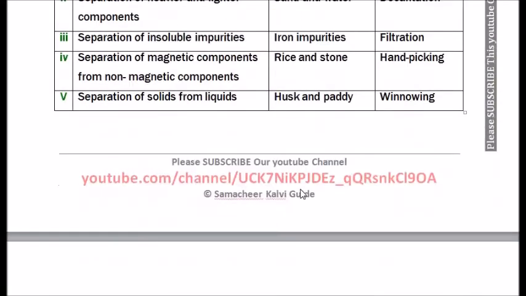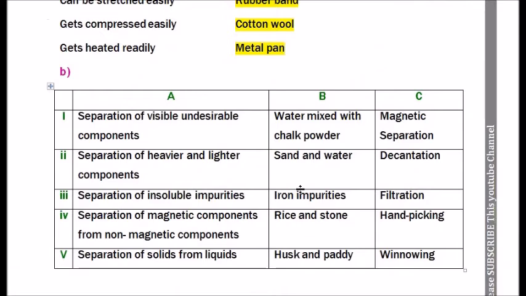Roman number 2. First question. Separation of visible undesirable components, water mixed with chalk powder, magnetic separation. Separation of heavier and lighter components, sand and water, decantation. Separation of insoluble impurities, iron impurity, filtration. Separation of magnetic component from non-magnetic component, rice and stone, hand picking. Separation of solids from liquids, husk and paddy, winnowing.